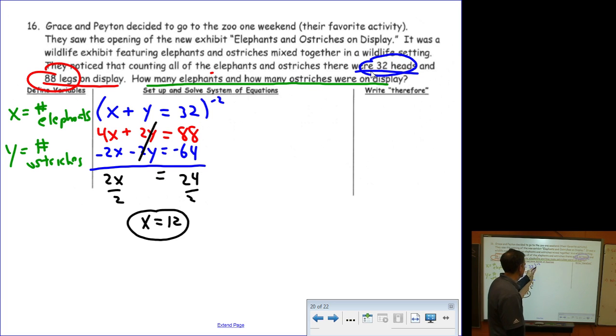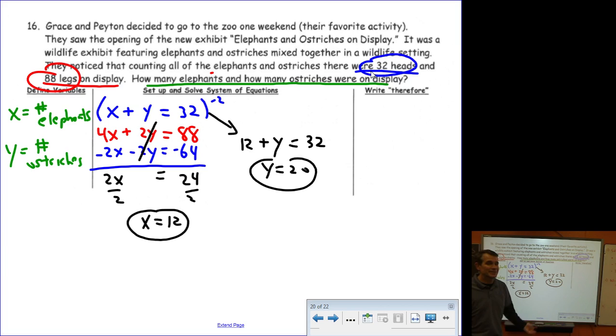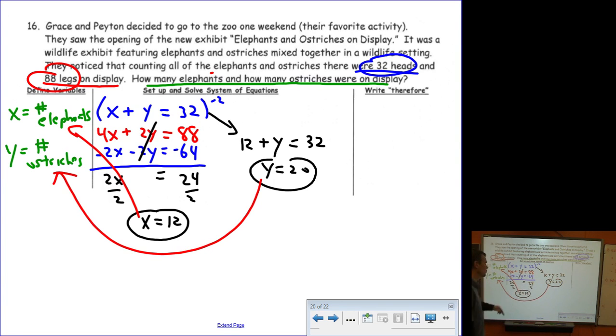And shockingly, I'm going to use this equation to figure out the other variable. 12 plus y is going to equal 32. And if I subtract 12 from both sides, I'm going to get 20. So, again, I'm not going to write the therefore statement again, but you've already seen it. There would be 12 elephants, and there would be 20 ostriches on display.